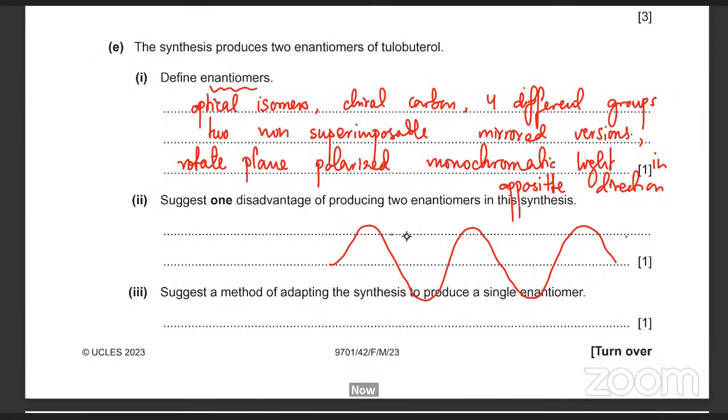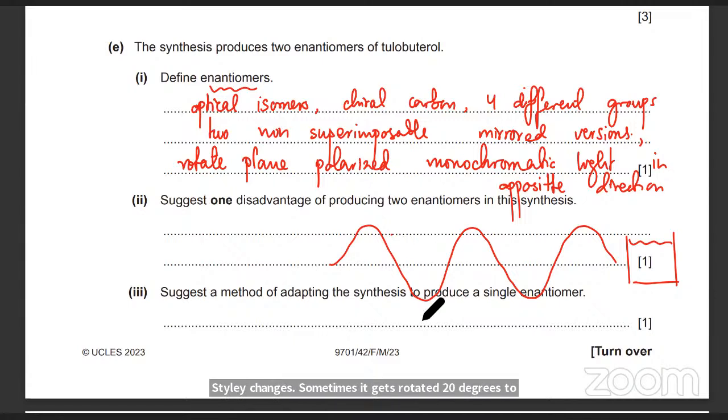Now, what enantiomers do is that when light passes through a solution that has enantiomers, its plane of polarization slightly changes. Sometimes it gets rotated 20 degrees to the right, sometimes 20 degrees to the left. So both enantiomers will rotate the plane of polarization of the light in opposite directions. Take a vertical rope, the wave is coming in, and as soon as it goes through the solution, instead of moving up and down, it starts moving at an angle of 20 degrees to the right, clockwise. Is this clear?